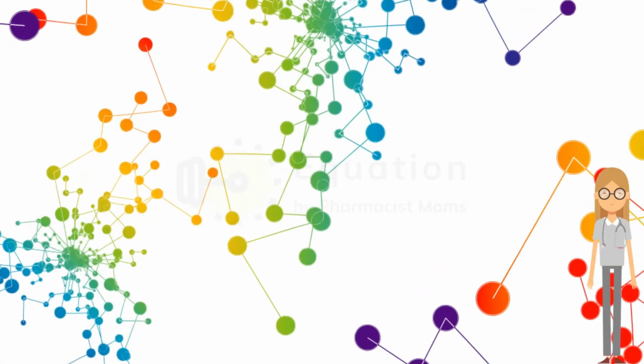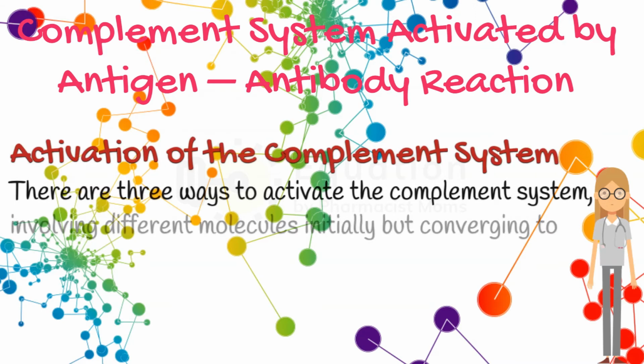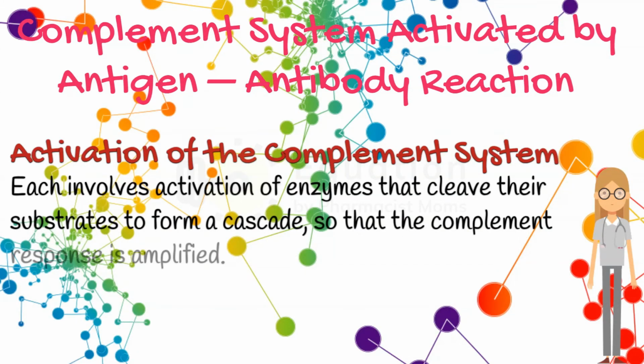How is the complement system activated by antigen-antibody reaction? Let's discuss. There are 3 ways to activate the complement system, involving different molecules initially, but converging to produce the same effector molecules. Each involves activation of enzymes that cleave their substrates to form a cascade, so that the complement response is amplified.